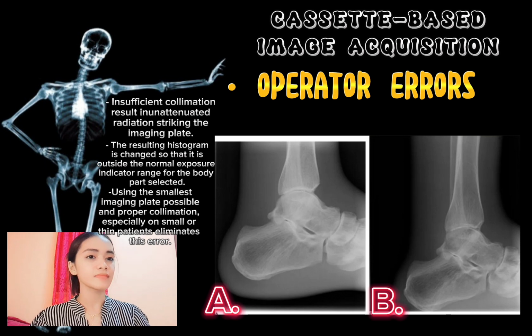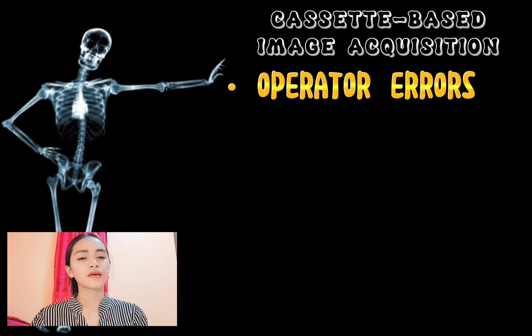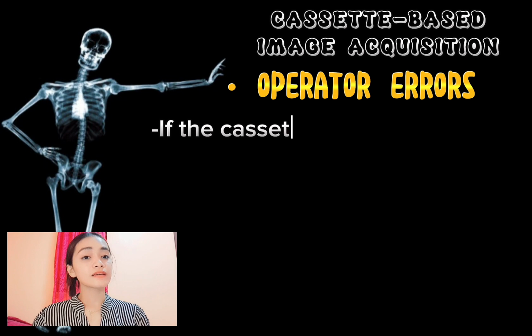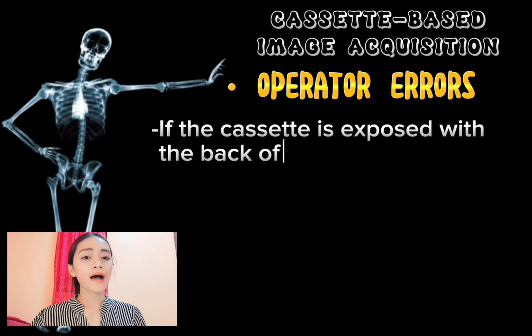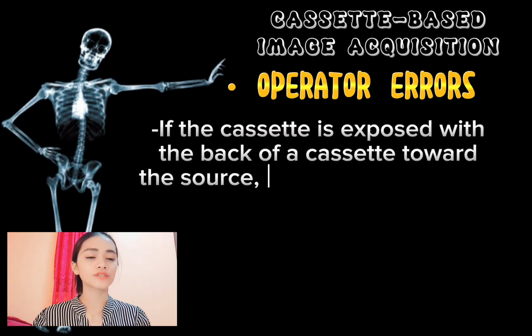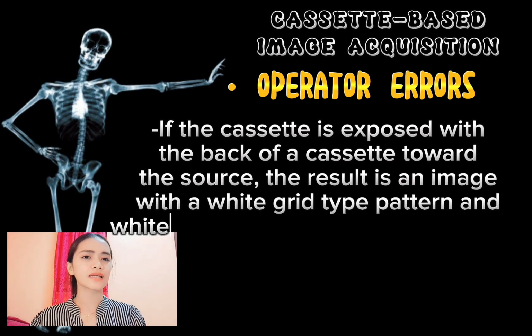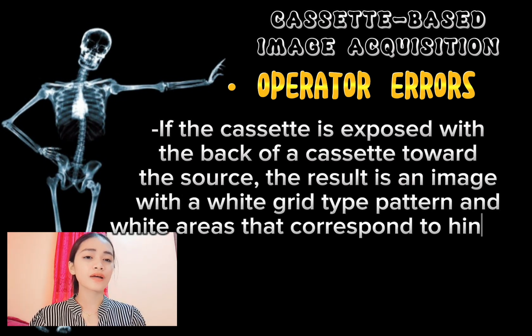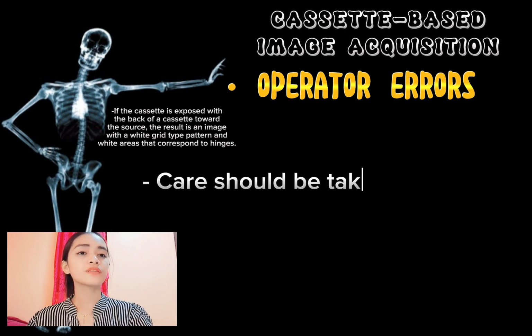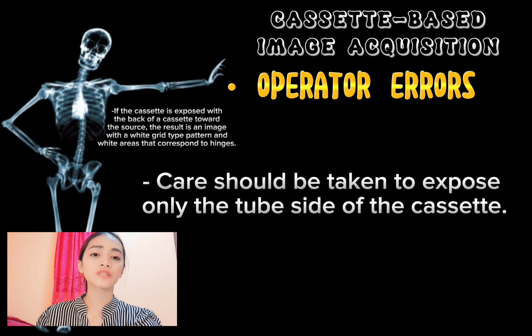Next, if the cassette is exposed with the back of the cassette towards the source, the result is an image with a white grid-type pattern and white areas that correspond to hinges. So care should be taken to expose only the tube side of the cassette.